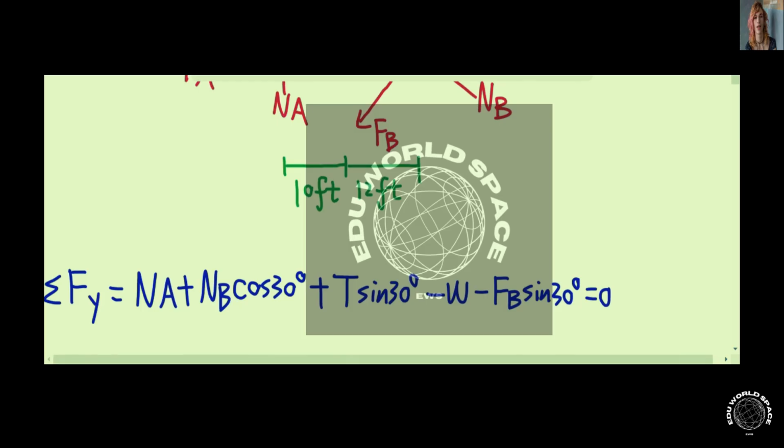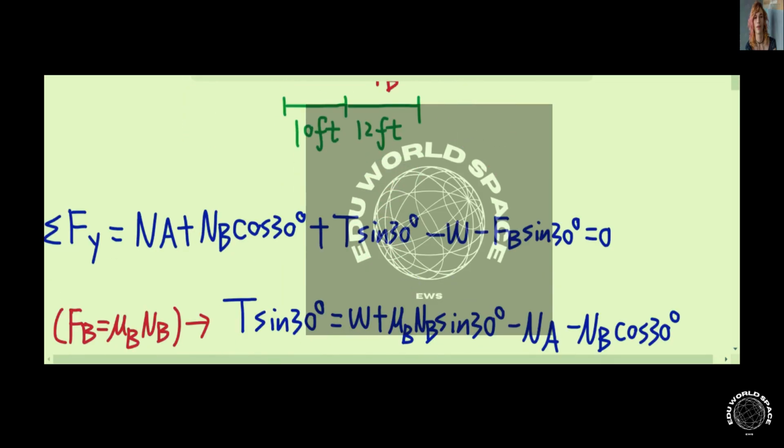NA here is the normal force at point A, NB here is the normal force at point B, and T here is the tension. In other words, the force in the cable needed to begin the lift, which is the force we're looking to determine. And W here is the weight of the garbage bin, and FB here is the friction at point B. So we know the friction at point B is equal to mu B times NB.